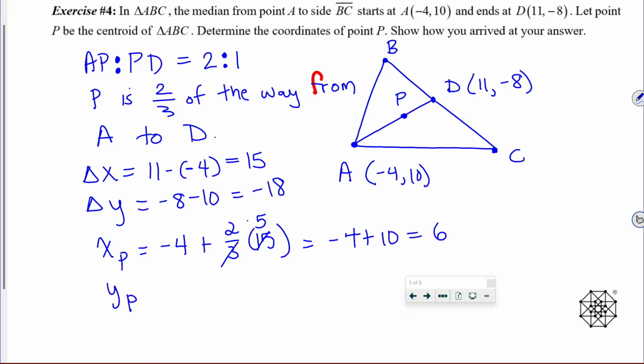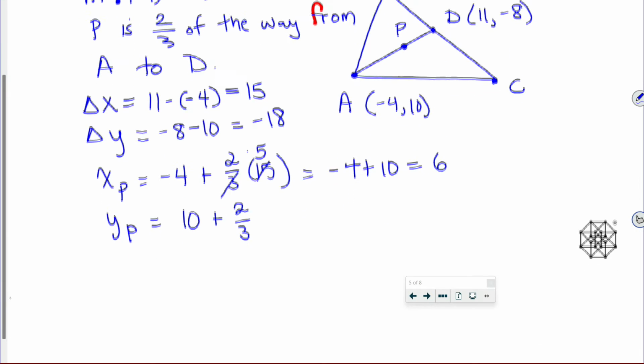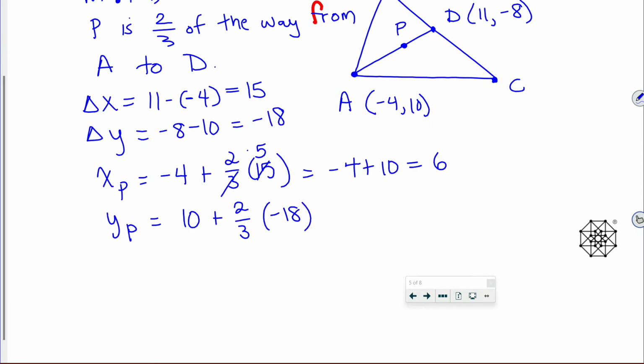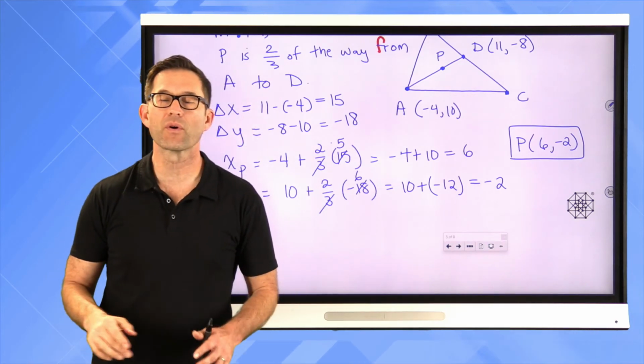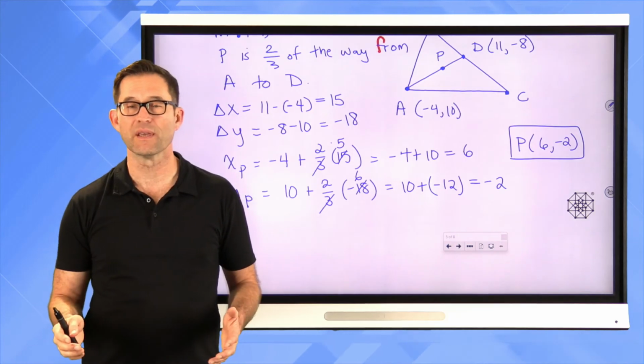And y of my partition point will be my starting y at 10 plus 2/3 times my change in y, and that will be 10 plus -12, and that will be -2. So my centroid is at 6, -2. What a wonderful combination of two lessons that we've seen, right?